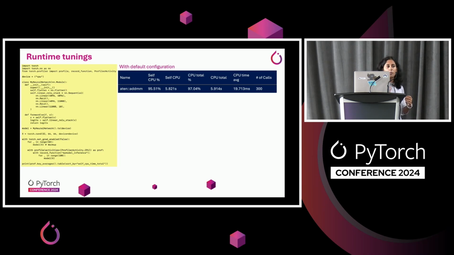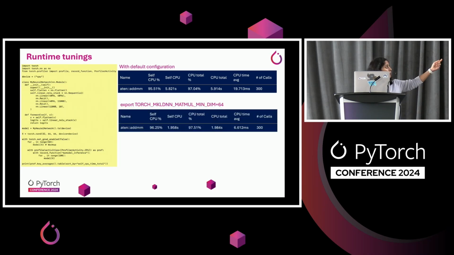So for this, the recommendation is to switch to OpenBLAS kernels, which come with a much lighter runtime and improve the performance significantly. You can switch to OpenBLAS by setting the MKLDNN thresholds to be very high so that it falls back to OpenBLAS. And as you can see here, the latency dropped from around 5 to around 2 seconds, which is more than 2x improvement in this case.